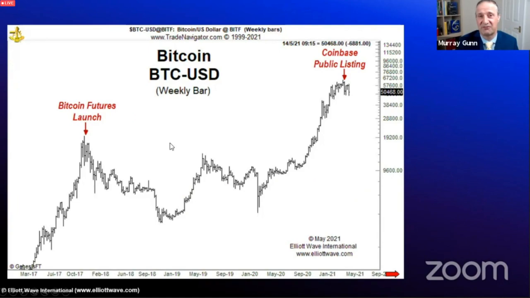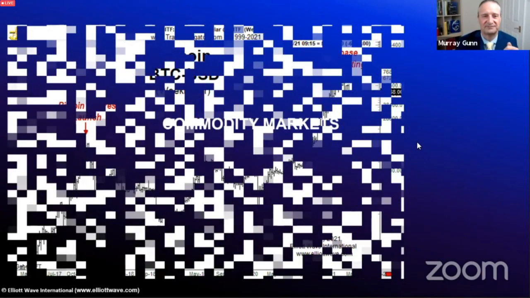What's interesting as well, from more of a sentiment point of view, we can see that Coinbase has just listed, as we know, the exchange for cryptocurrencies, and Bitcoin has slid a little bit since then. But look what happened last time something like this happened, a development in cryptocurrencies. Back in 2017, we had Bitcoin futures launch, and that marked the end of that particular uptrend there. So this might be something similar. We're keeping a very close eye on developments.